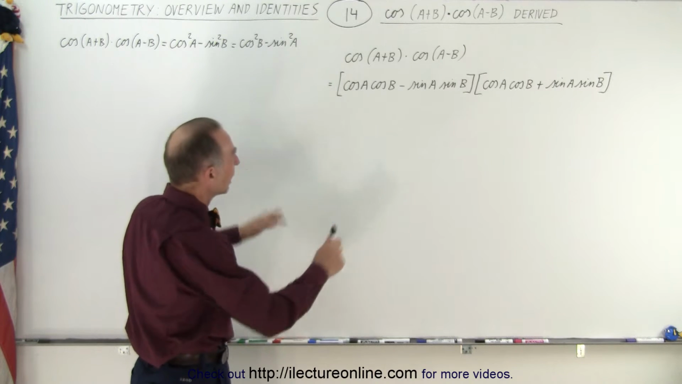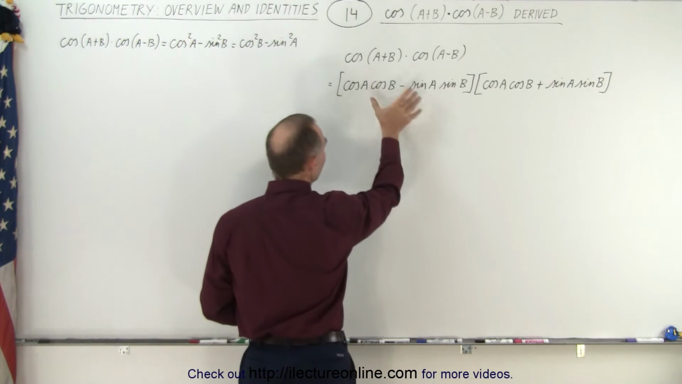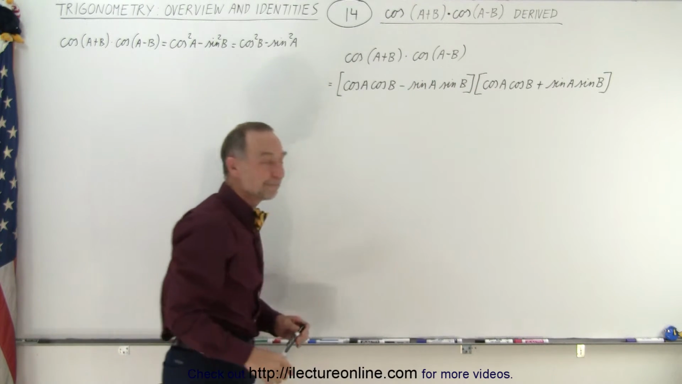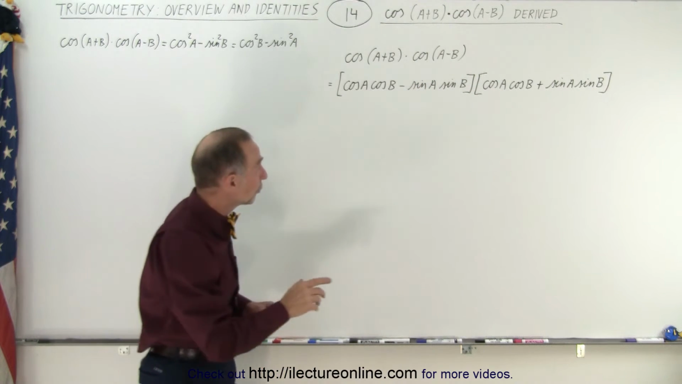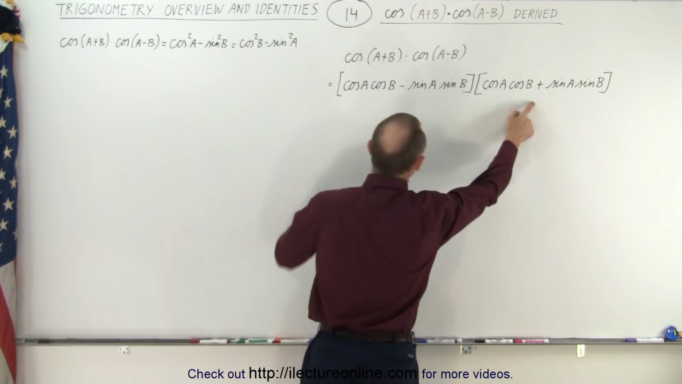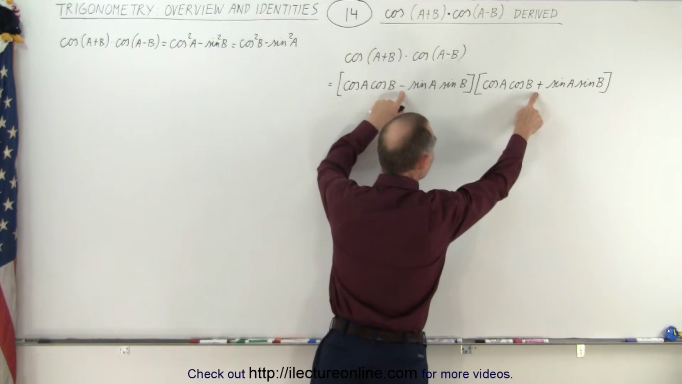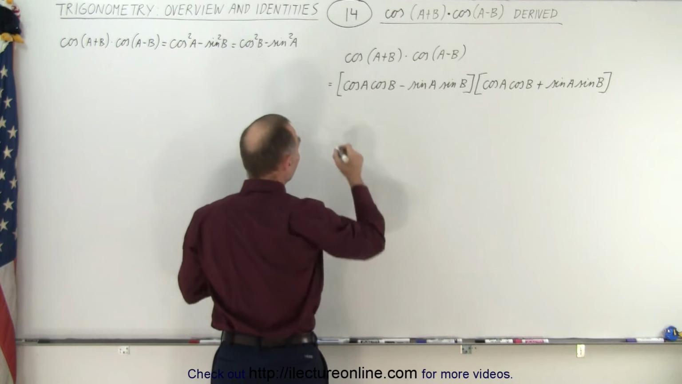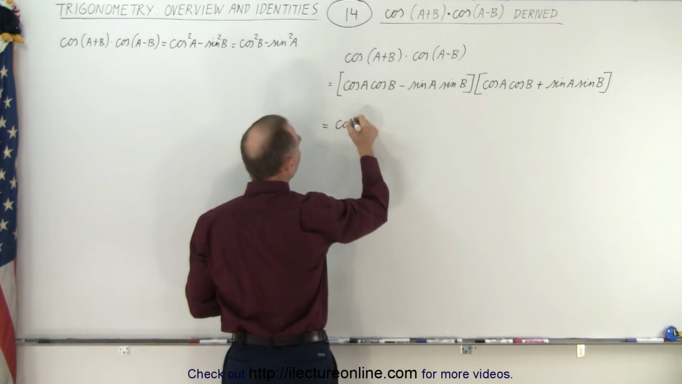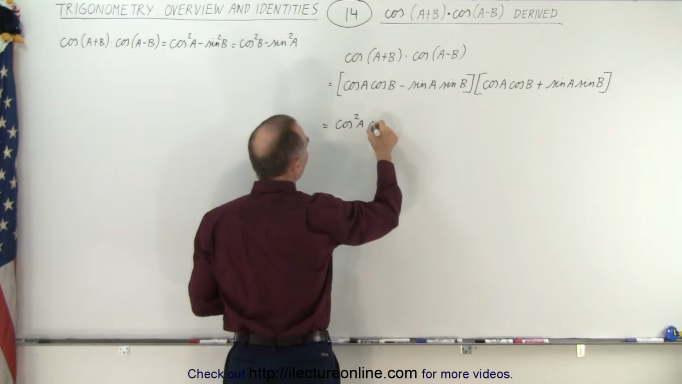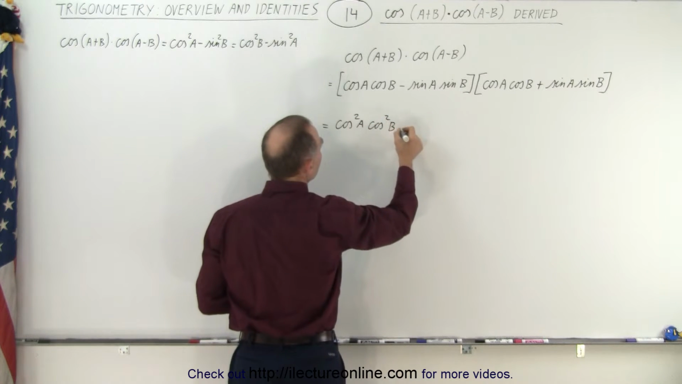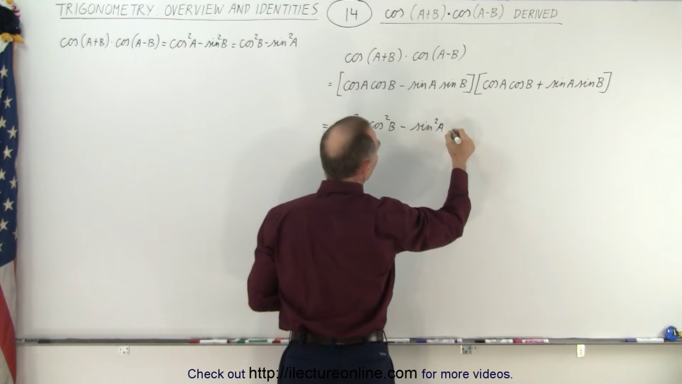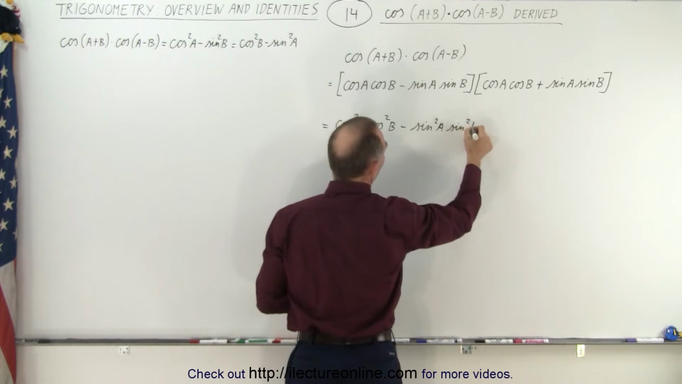I already got started in replacing the cosine of the sum of two angles by its identity and the cosine of the difference of two angles by its identity. Now we're going to multiply this out, but notice we have two binomials where the only difference is the sign, which means we're going to end up with the first term squared minus the last term squared. So this is equal to the cosine square of A times the cosine square of B minus the sine square of A times the sine square of B.